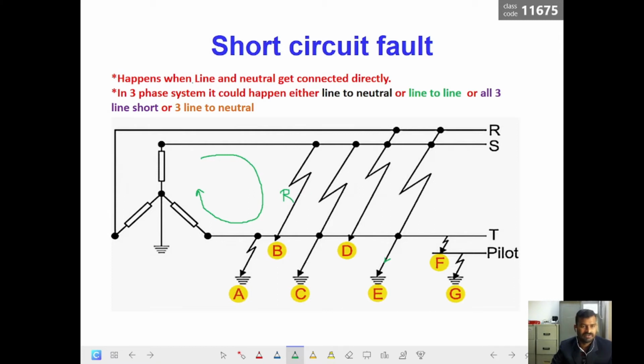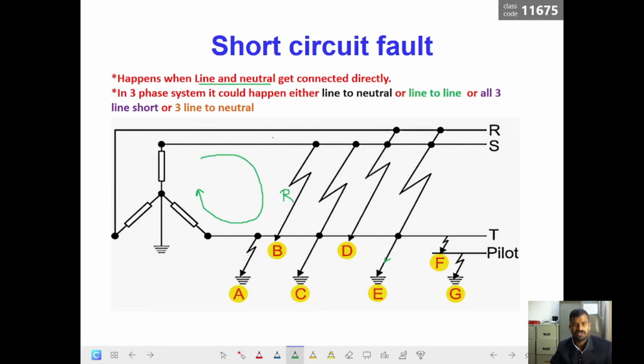And if it is a single phase, the line and neutral may come in contact with each other without any proper resistance. When the resistance is very low, that means the current flow will be very, very high. Because of this high current, the circuit parts are not designed for that high current, so the circuit parts may get damaged. To avoid that, we use protective devices.